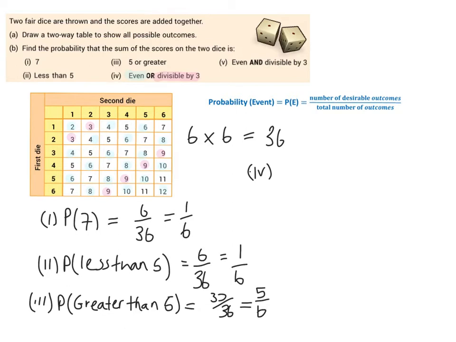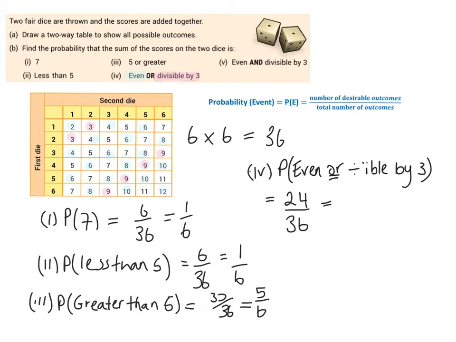So that leaves us with a total of 24 outcomes that are highlighted. So this leaves us with 24 over 36, which very simply breaks down to 2/3.